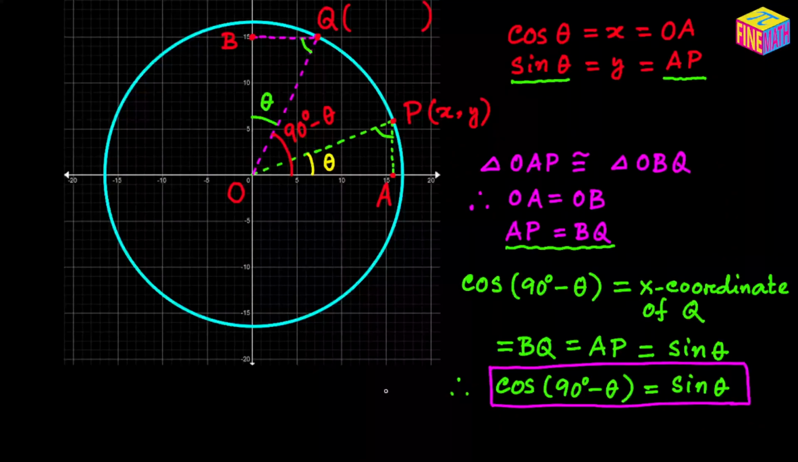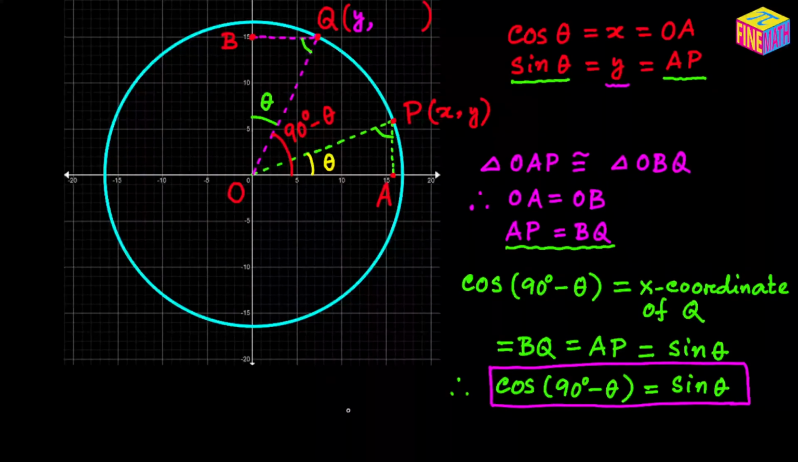So if we want to write down the x coordinate of Q in terms of x and y, the x coordinate of Q will be cosine of 90 degree minus theta, which is again equal to sine of theta, and that is again equal to y. As you can see right here, I am doing a pink underline here. Sine of theta is actually equal to y. So the x coordinate of Q will be equal to y.